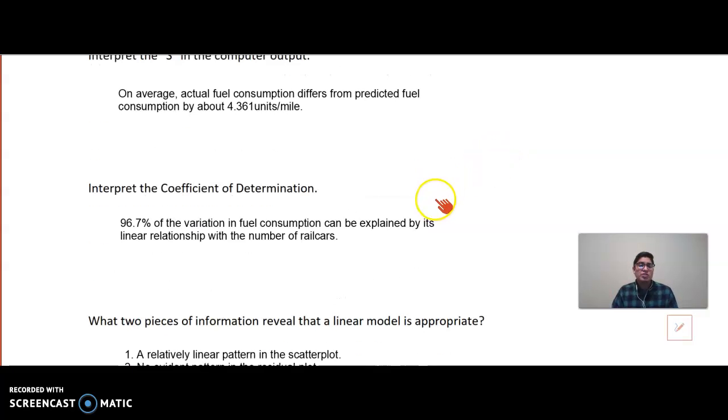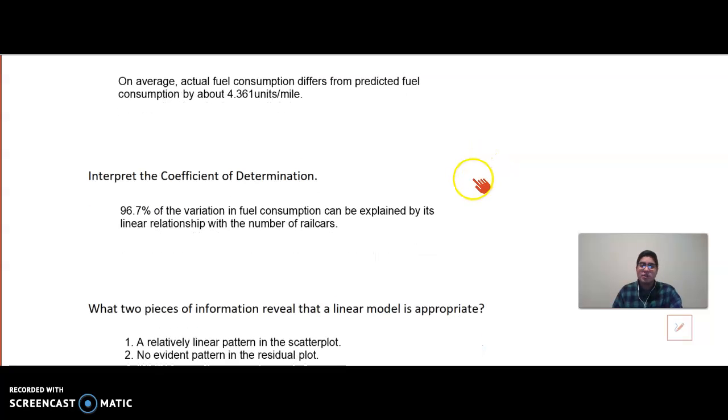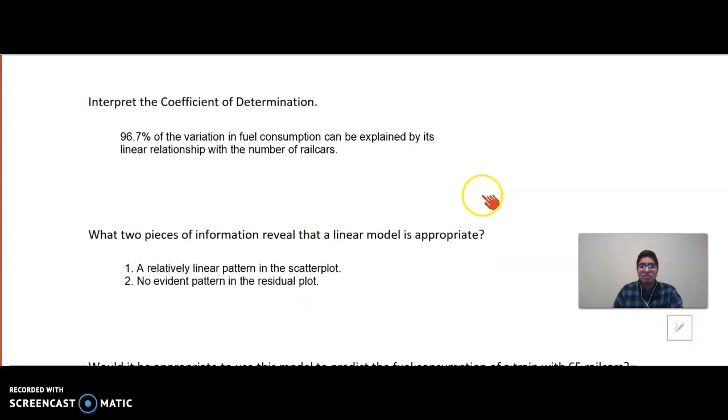Now, our coefficient of determination, or r squared, not r squared adjusted, just r squared, tells us that 96.7% of the variation in fuel consumption can be explained by its linear relationship with the number of rail cars. This is strong evidence that a linear model is appropriate. Of course, we would need to see the residual plot and the scatter plot, but here, we do have those pieces of information, so we're good to proceed. And remember that good models tend to have low S values and high coefficients of determination. So those are some more interpretations.